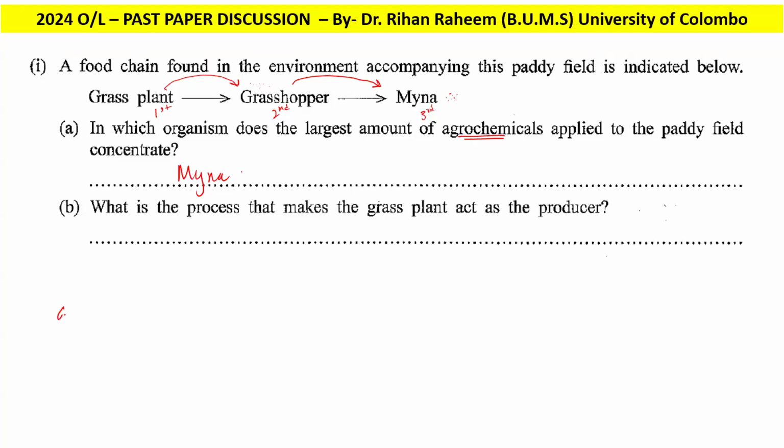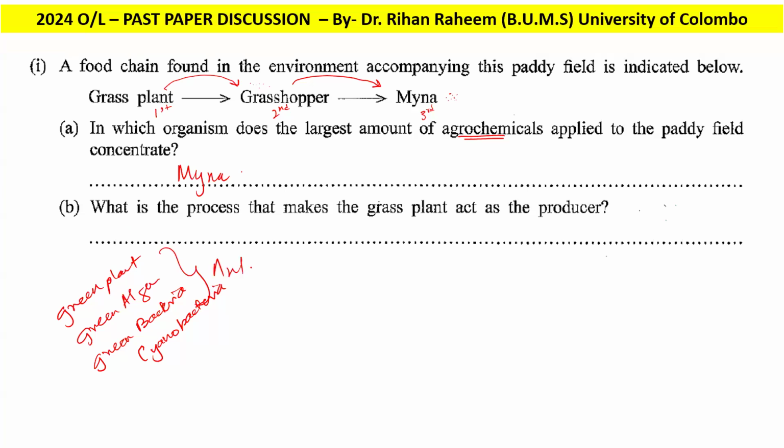Normally, the green plants, green algae, examples are Chlamydomonas and phytoplankton, and the green bacteria, also known as cyanobacteria. Those are all autotrophs. They can produce their own food. They can capture the sunlight and convert it into a usable energy source. Therefore, they are autotrophs. They are asking what is the process that makes it.